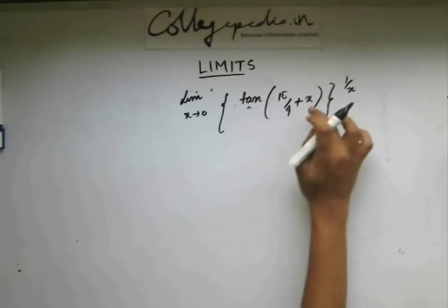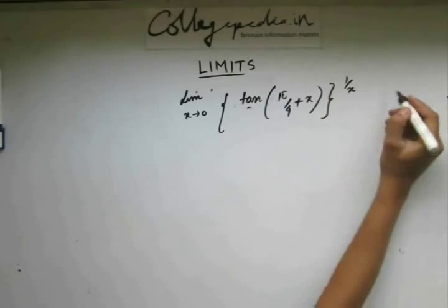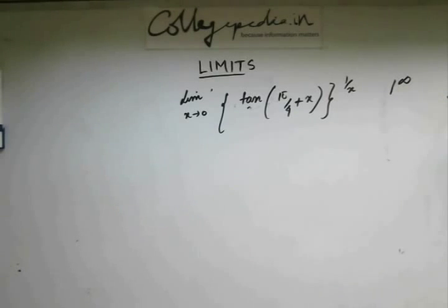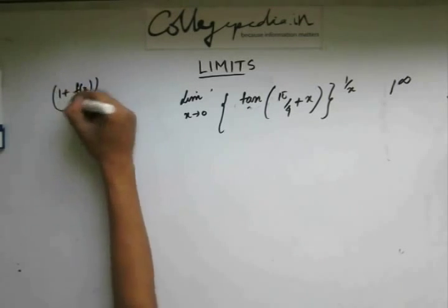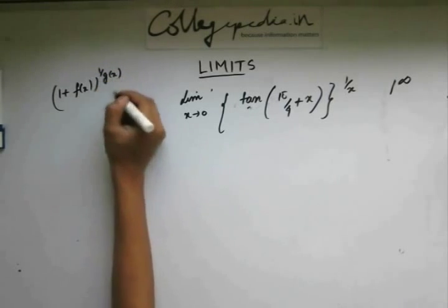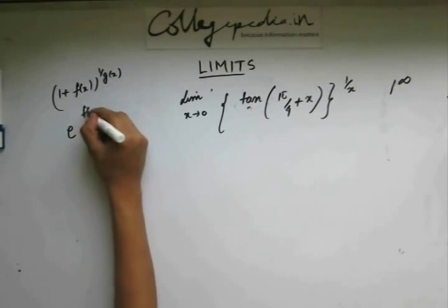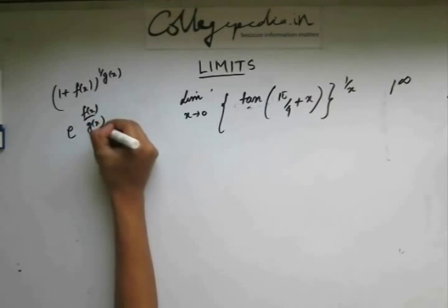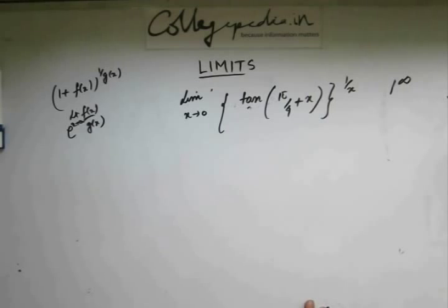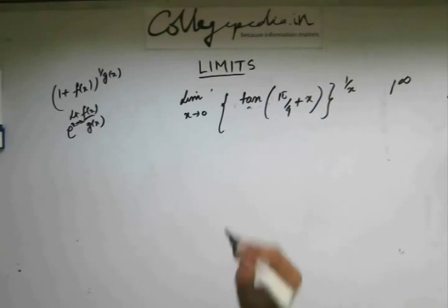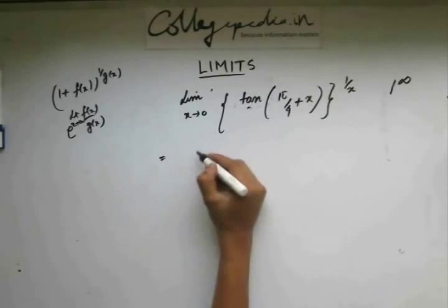If I put 0 here, I'll get 1 to the power infinity. So this is of the form 1 to the power infinity, and I have the standard result. I know that if fx and gx approach 0, I can modify this to e to the power limit of fx by gx. So let's see if we can do that.